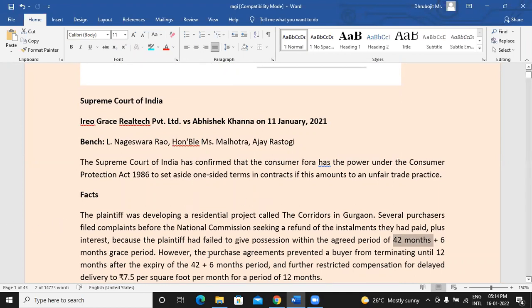Now what happened here is, the purchase agreement prevented the buyer. They had mentioned that, okay, fine, this is the time frame when we are planning to complete it, plus 6 months of grace period. But from the buyer side, if there is any delay or anything, the buyer needs to suffer a huge penalty, like 20% of interest and everything. From their part, they kept it very much in their support, because it was a standard form of contract that the builder had drafted. So they also mentioned that this is the period, but the purchase agreement prevented a buyer from terminating until 12 months after expiry of the 42 plus 6 months period.